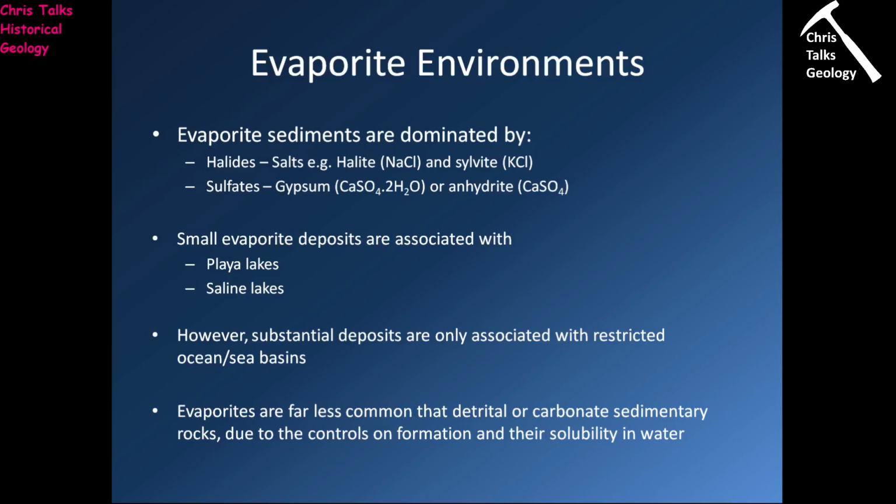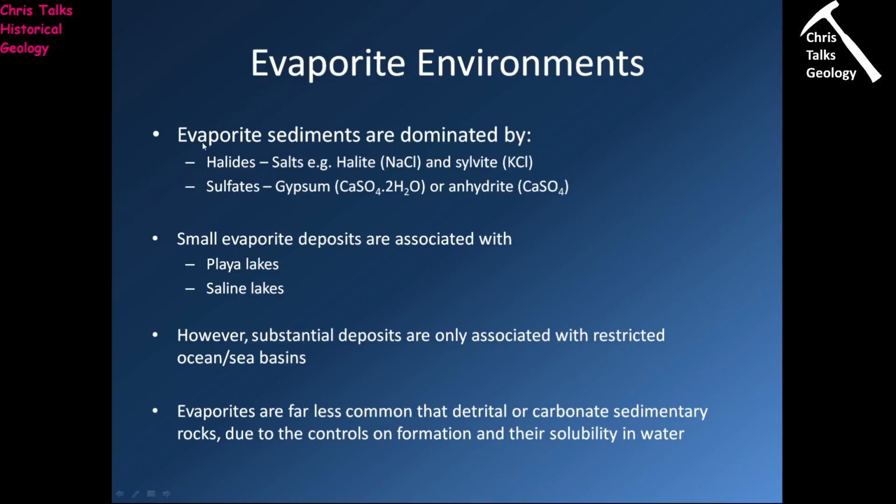Okay, so what about evaporites? Well, obviously an evaporite is produced when we have our seawater evaporating away. So we need to come up with a situation where we can isolate a body of water and make it evaporate. So evaporite sediments are dominated typically by a couple of minerals, or groups of minerals, should I say. We have the halides, so that's the salts, so that's minerals like halite and sylvite. And we have the sulfates, so that's minerals like gypsum or anhydrite. So these minerals are extremely common in marine evaporite deposits.